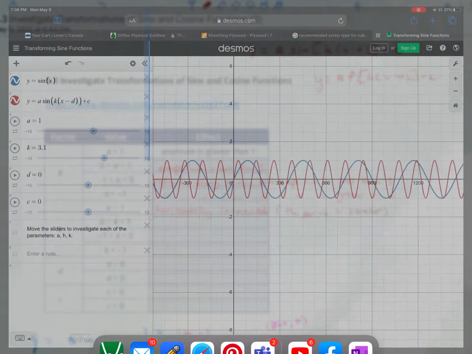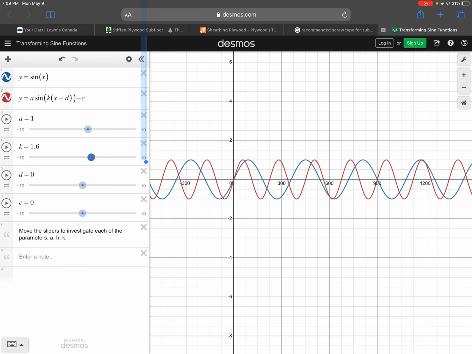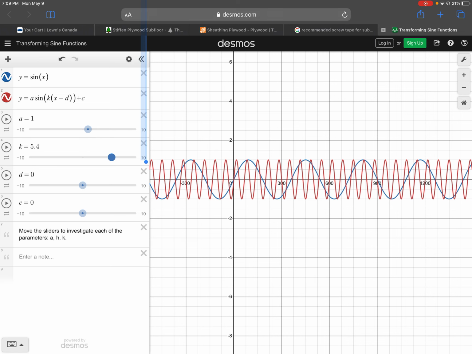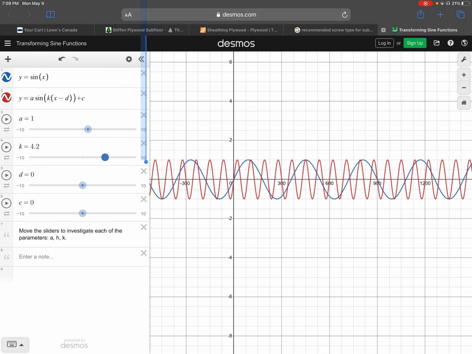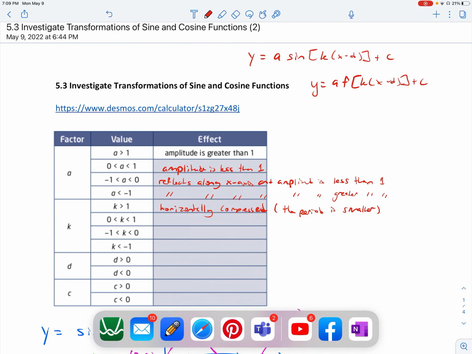Okay, so let's go back real quick. Okay, so we started at 1, and then notice as I increase k, the cycle, the length for one cycle gets smaller because it's being compressed. Okay, what's our next value? So between 0 and 1, let's go take a look at that.